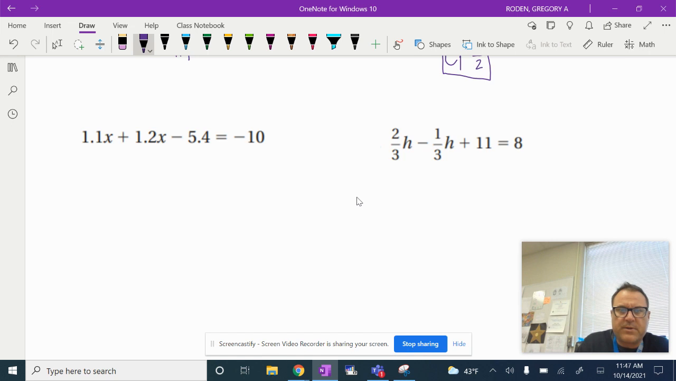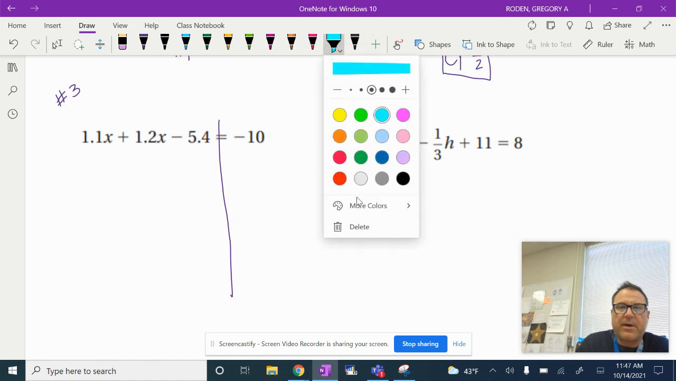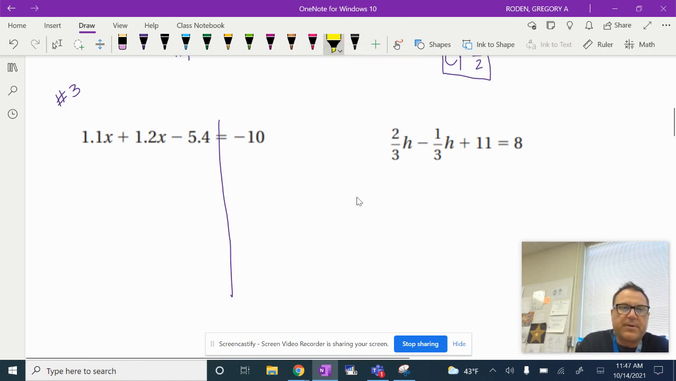They're a little more advanced ones from section 1-2, but it's still the same concept. All right, so if we're looking at this one, we'll call this number 3. This one's a little different because it has an x and an x. So the first thing I want to do is combine your like terms. On this thing right here, I've got 1.1x and I've got 1.2x. So I want to just add those up with x's first.